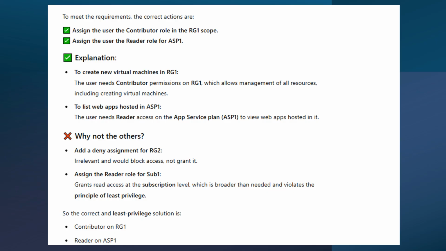The other choices are wrong because adding a deny assignment for RG2 is irrelevant and would block access not granted. Assigning the reader role for Sub1 grants read access at the subscription level, which is broader than needed and violates the principle of least privilege.